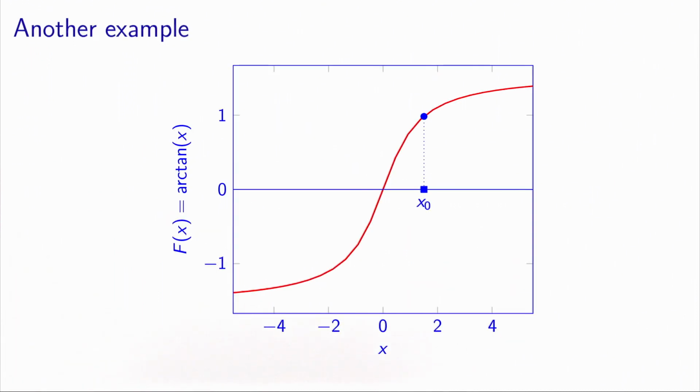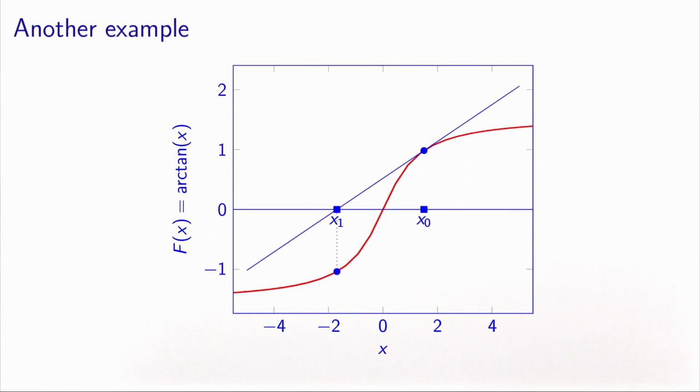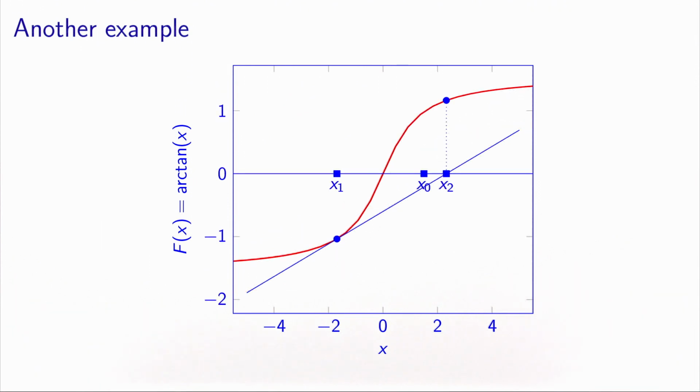So let's apply it on another example, which happens to be arctangent of x. So we do the same. We start from x0 here. We calculate the value of the function at x0. It's not 0, so we need to apply an iteration of the algorithm. We calculate the tangent, and this tangent intersects the x-axis at the next iterate x1. Again, x1 is not a solution yet because the value of the function is not 0, so we start the process again. We calculate the tangent, and we obtain x2.